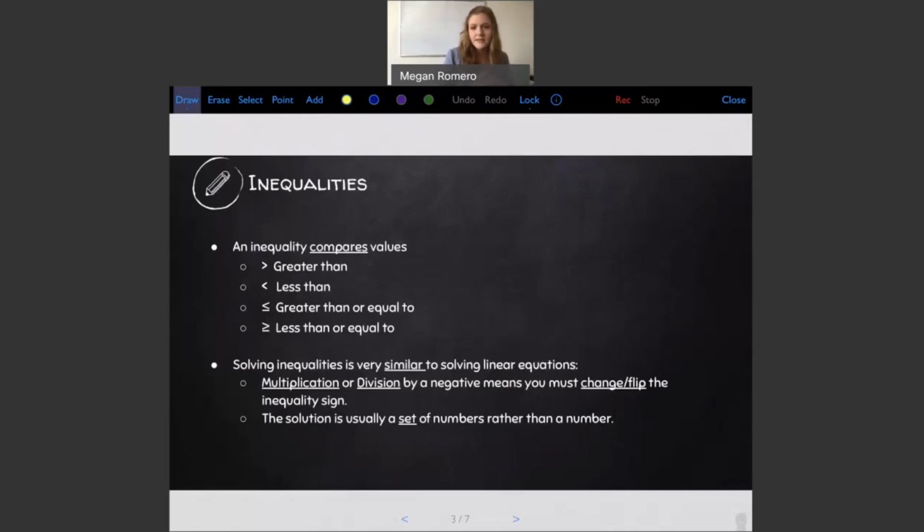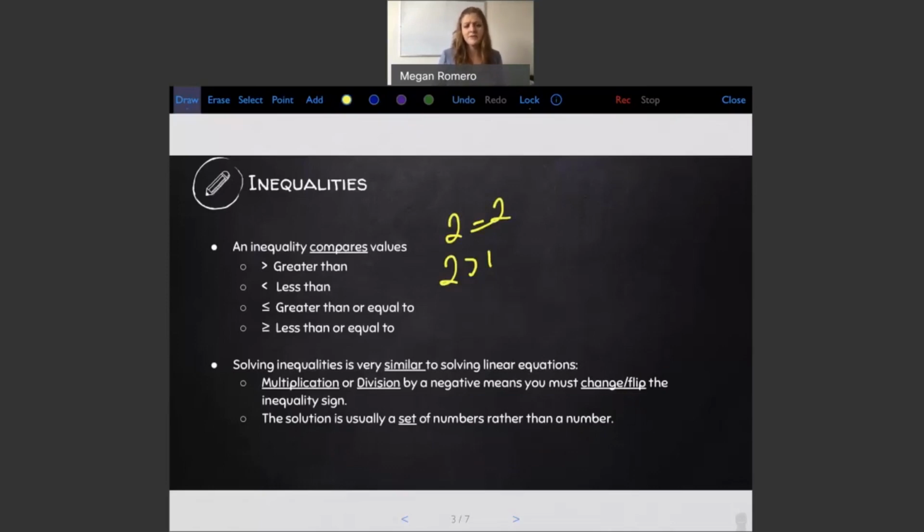So for instance, in solving linear equations, we talk about things being equal to each other. With inequalities, we're going to compare. So for instance, 2 is greater than 1. Or we can have less than, greater than, or equal to, or less than or equal to.